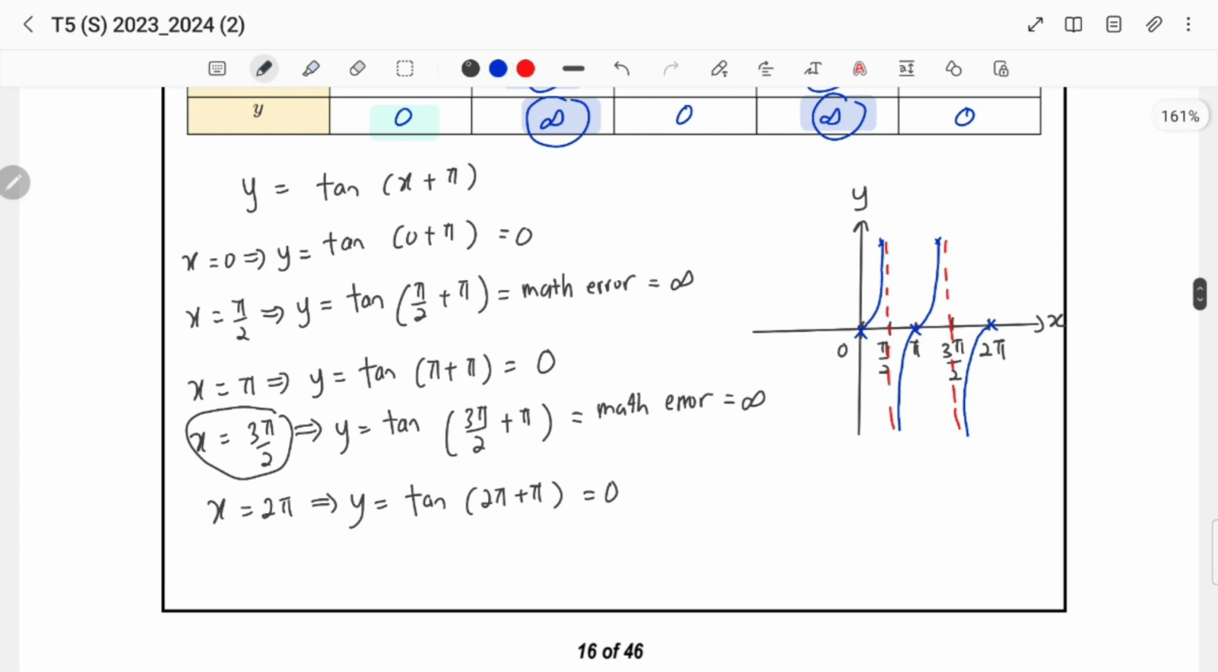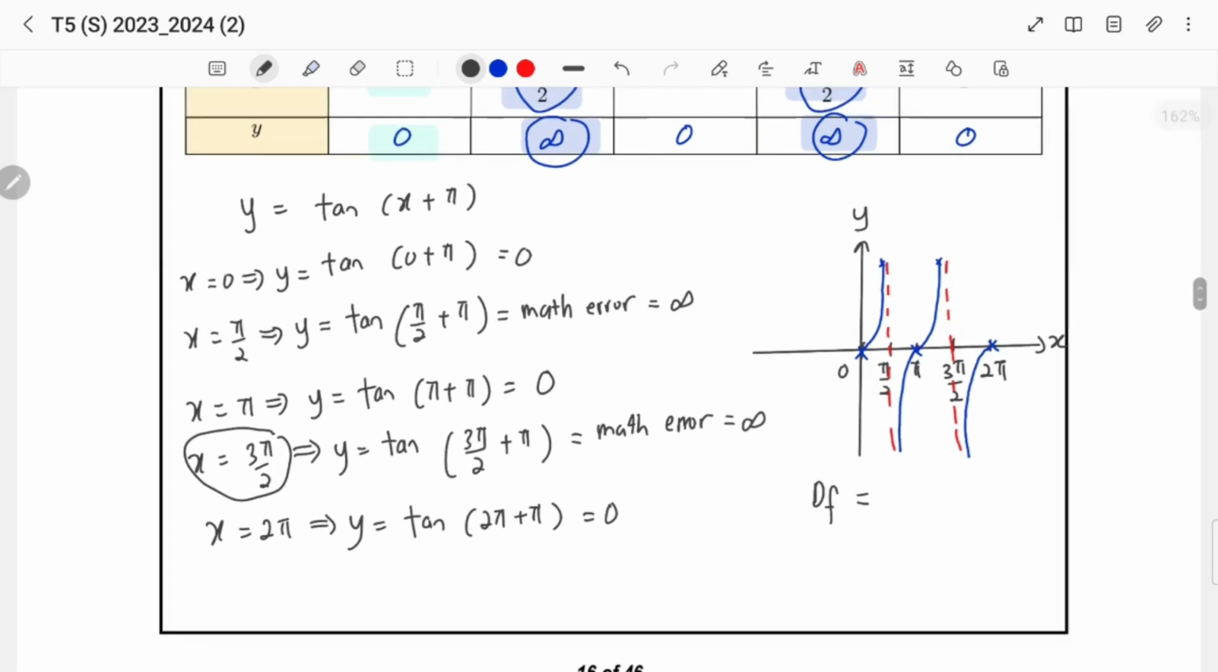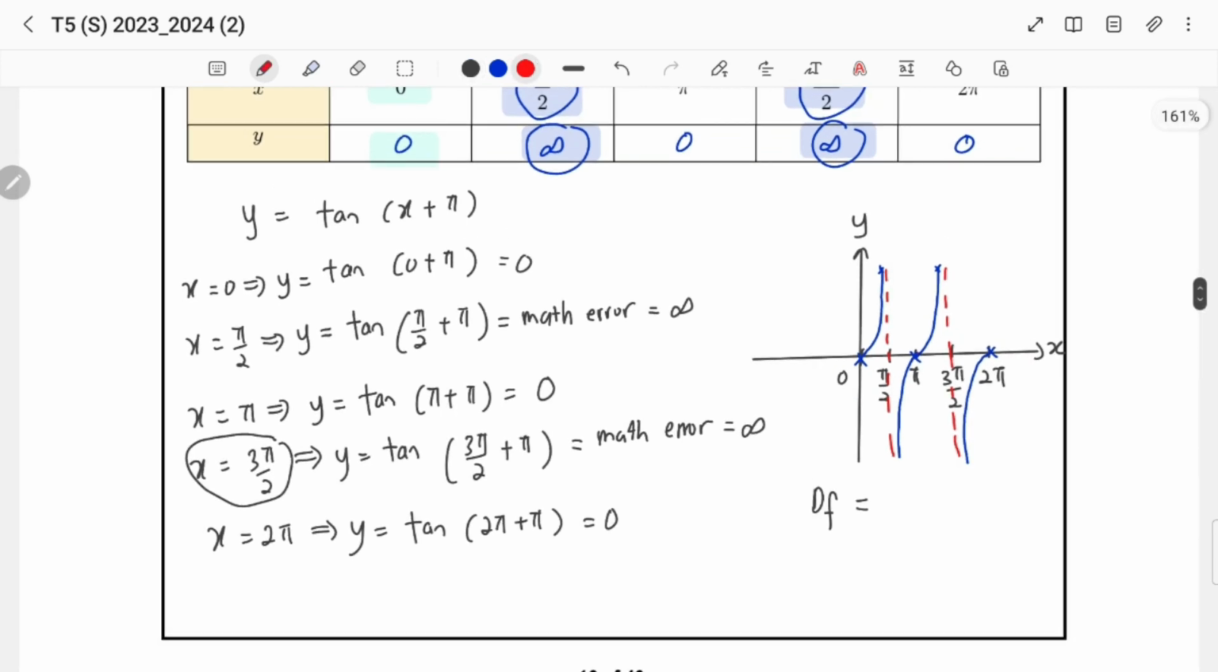So the domain for the tangent function, for this example, starts from x equals 0 until x equals 2 pi, whereas the range starts from here. Here is negative infinity because the graph is going down there, so negative infinity, and then the maximum value is infinity.